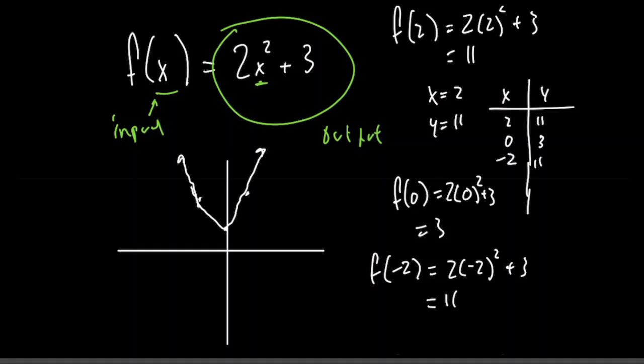So that's the basics of functions right here. A function is just an input value that you put into whatever equation it has in order to get the output value. You can then use those input numbers and values to create a chart like this in order to graph it.